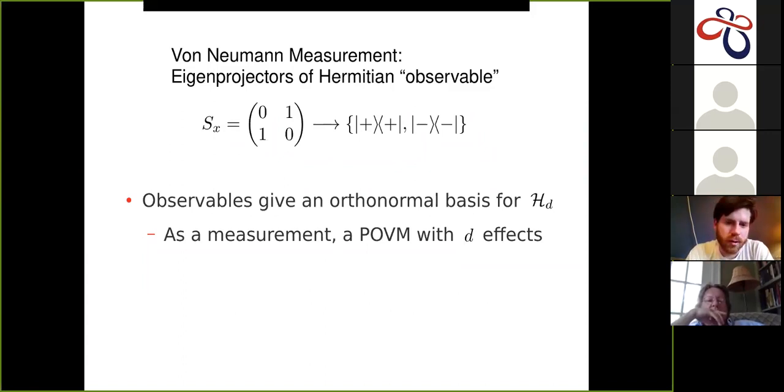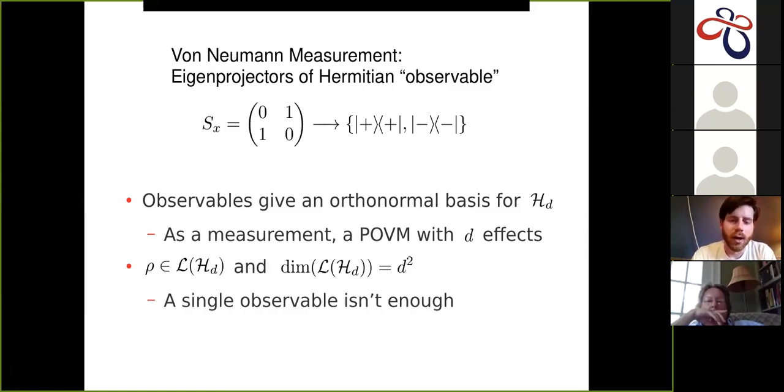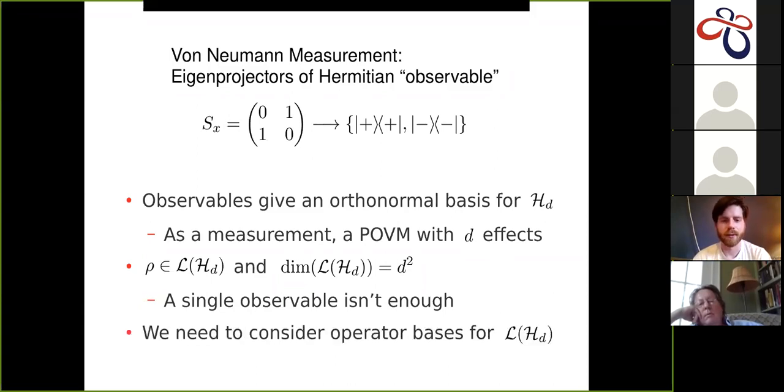Okay, so observables, if you focus on those, will give you an orthonormal basis for the vector space. And then, of course, as a POVM, you get something with D outcomes. However, if what we wanted was a basis for quantum mechanics, then the dimension of the operator space is D squared. So a single observable isn't going to be enough to give us a basis. So I propose that what we want is an operator basis.